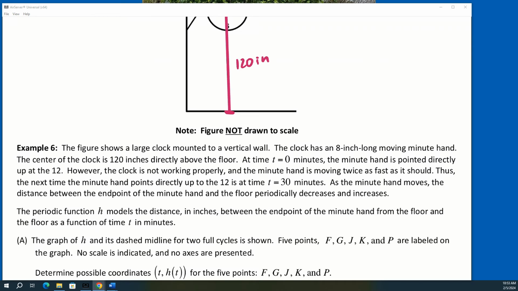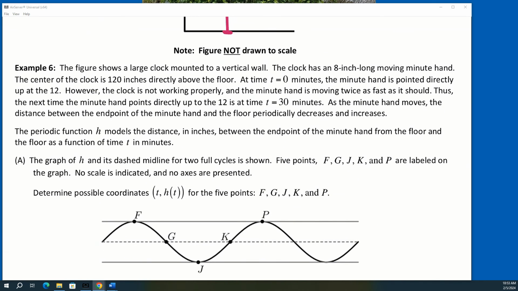As the minute hand moves, the distance between the endpoint of the minute hand and the floor periodically decreases and increases. The periodic function h models the distance in inches between the endpoint of the minute hand and the floor as a function of time in minutes. Okay, so the graph of h and its dashed midline for 2 full cycles is shown. So we have these F, G, J, K, and P points that are labeled on the graph, and there is no scale indicated and no axes are present.